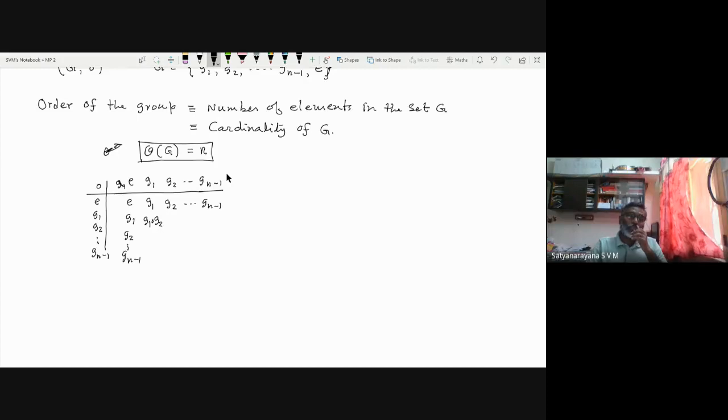So I will put that element here. Now G1 with G2 will be another element in G. I will put that element here. Like that, I will write down all the elements which are the result of binary composition. Since it is a binary composition, I am composing one element from the column and one element from the row, and then writing that at the matrix position. So this is called the group multiplication table. Now there is an important theorem called the rearrangement theorem.